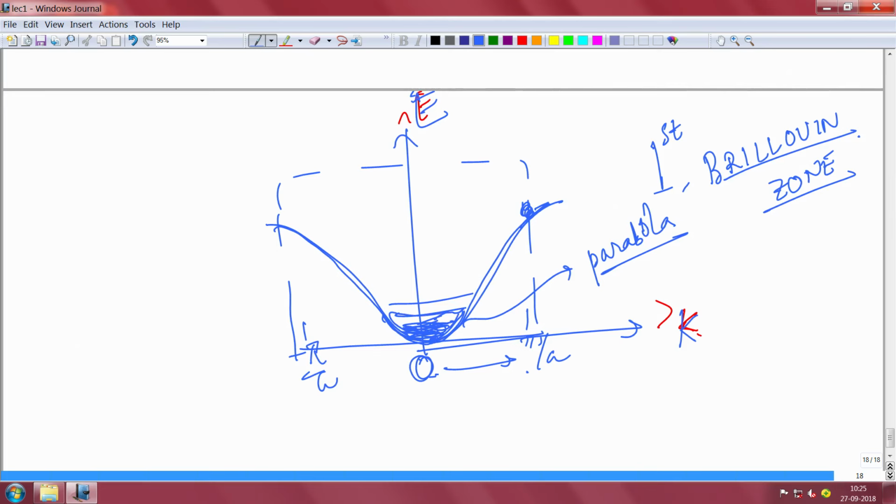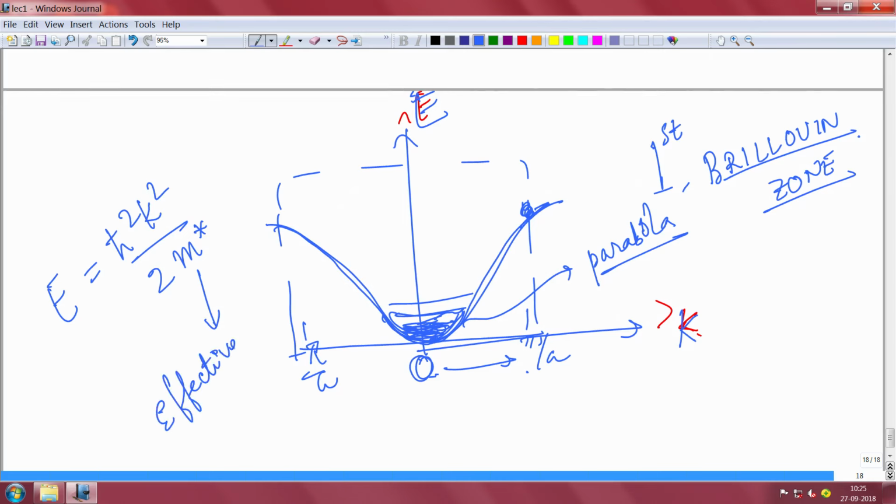So E equal to h-bar square k square by twice m still holds true for this distorted parabola of a real semiconductor crystal when electrons move, except that this m is no longer the free electron mass that we talk about in space. This m has a special meaning now. We call it m star, and it is called the effective mass of the electron. Effective mass means the mass an electron experiences when it moves inside a periodic potential in a semiconductor crystal, and it is mostly different from the free electron mass.